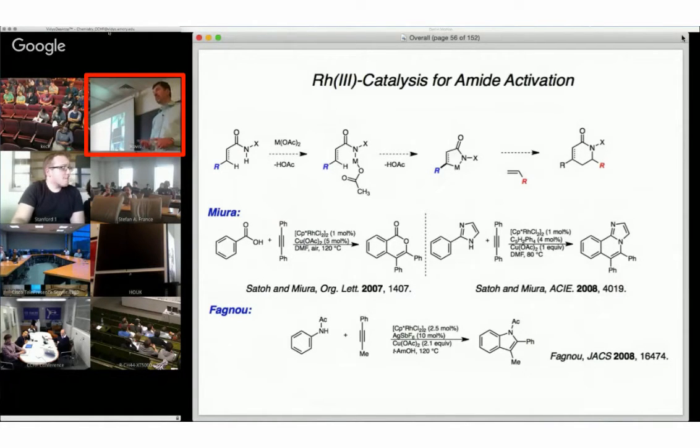Pentamethyl cyclopentadienyl rhodium is always the catalyst. These are oxidative processes, as you can see, to generate these interesting heterocycles. As you can see, this chemistry appeared in 2007, 2008. We began work on this problem soon after that, and that's the story I'll tell you about today. Next slide, please.